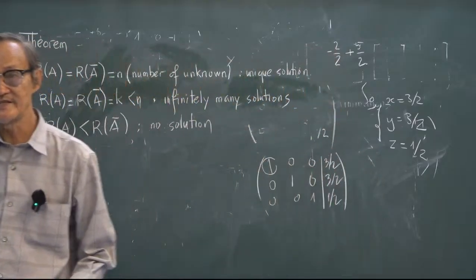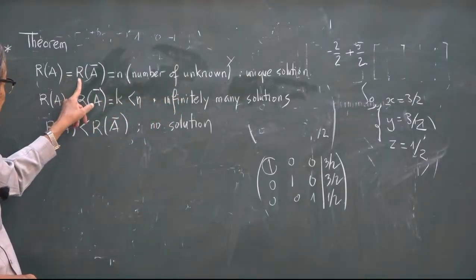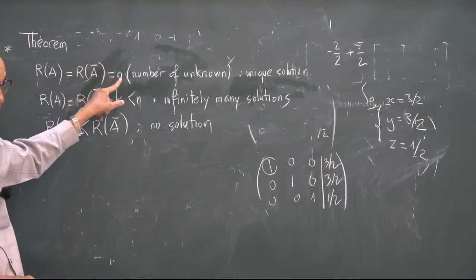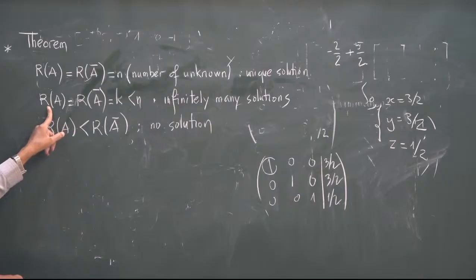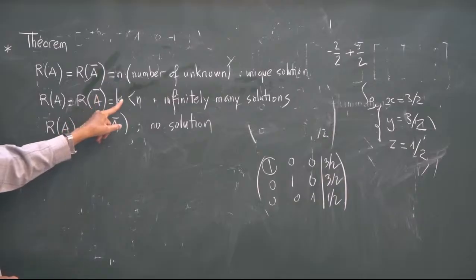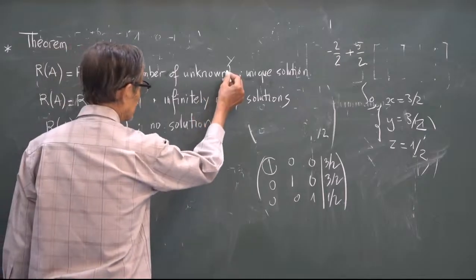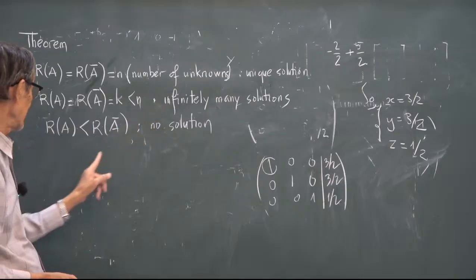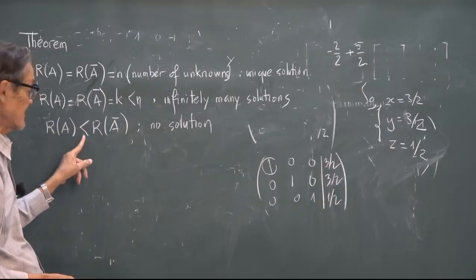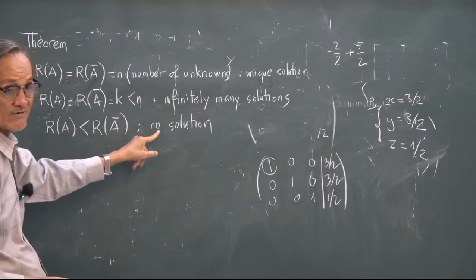We have 3 cases. Unique solution: rank A equals rank A upper bar equals the number of unknowns. Case number 2: rank A equals rank A upper bar less than the number of unknowns, infinitely many solutions. And case number 3: rank A less than rank A upper bar, no solution.